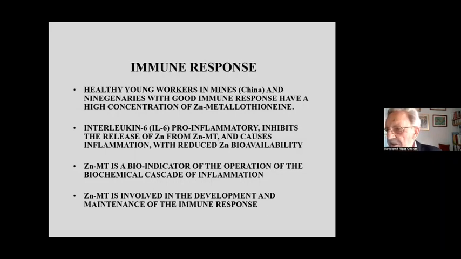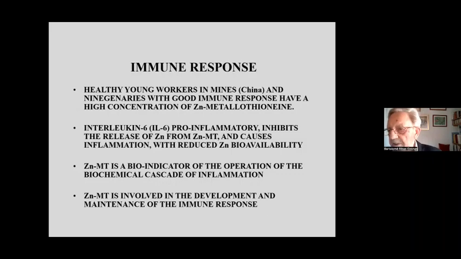And in nonagenarians, high levels of zinc metallothioneins give a good immune response. Interleukin-6 is pro-inflammatory, inhibits the release of zinc from zinc metallothionein, and induces inflammation, reducing zinc availability. Zinc metallothionein is also an indicator of the operation of the biochemical cascade of inflammation. Zinc metallothionein is involved in the development and maintenance of the immune response.